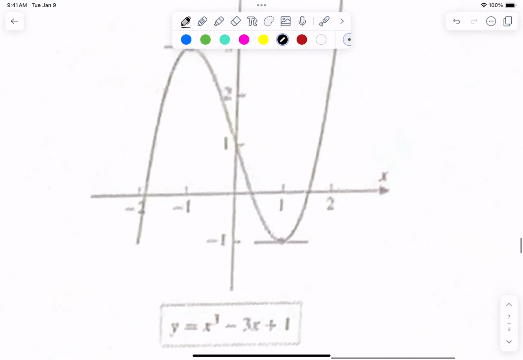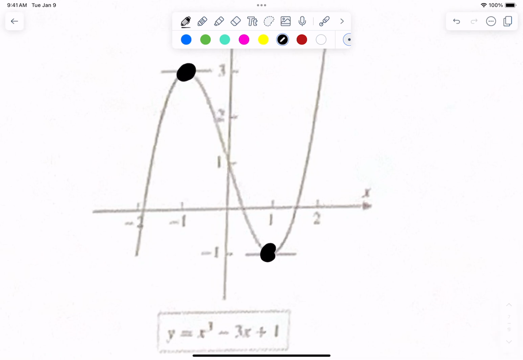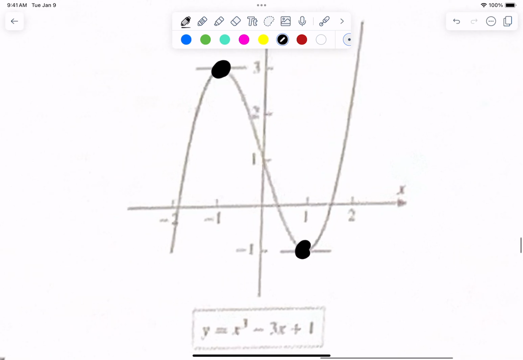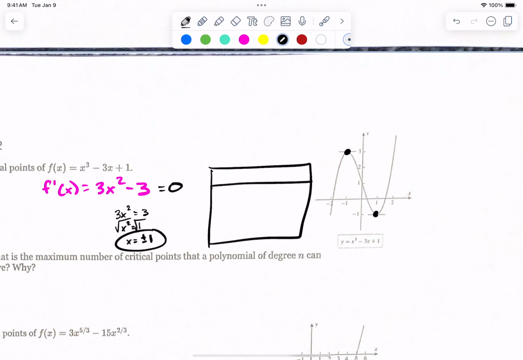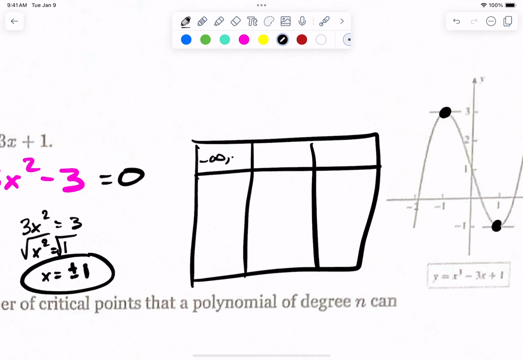Does the graph have two critical places? Yes, two possible maxes and mins, right? And then what we would do is create our test intervals, okay? We'd have 3 of them. They would go from negative infinity to negative 1, from negative 1 to 1, and from 1 to infinity. Those would be my test intervals, okay? Then I pick a test point, let's say like negative 2, 0, and 2.